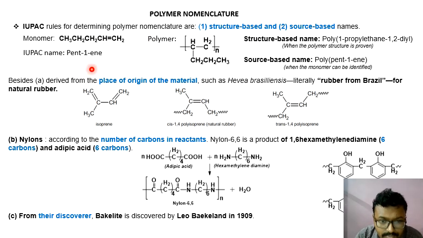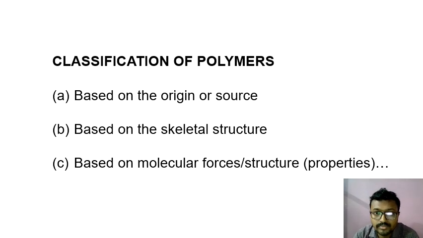And there are some other examples also. If isoprene is the starting molecule, we get polyisoprene like that. So these are the two types of nomenclature that are important: structure based and source based.